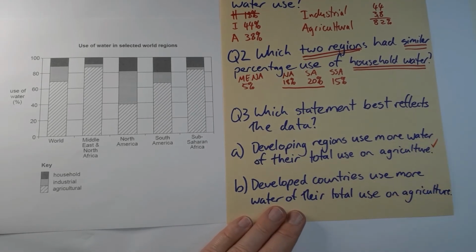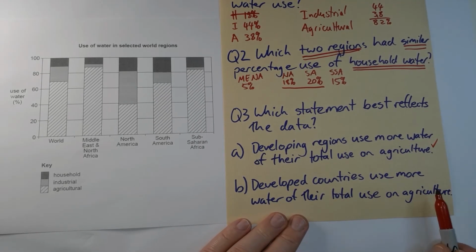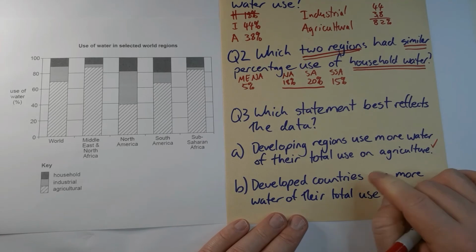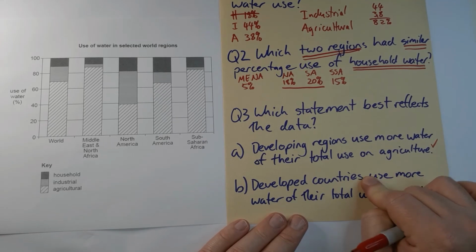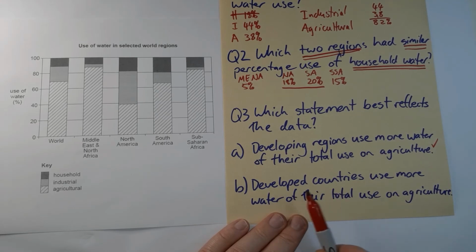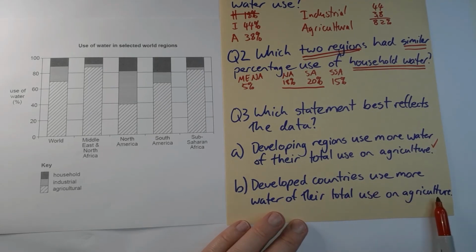But before I lock that in as my answer, let's have a look at the second statement. Developed countries, these are the wealthier economies where people live longer lives, have higher rates of education as well. Things like that, it's not always the case. But that's what I'd consider a developed country or developed region, use more water for their total use on agriculture.